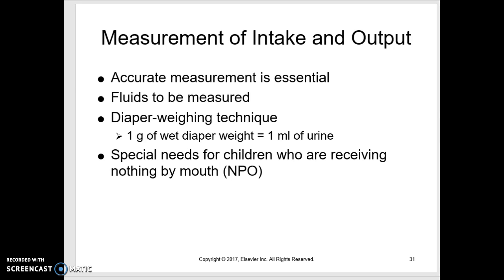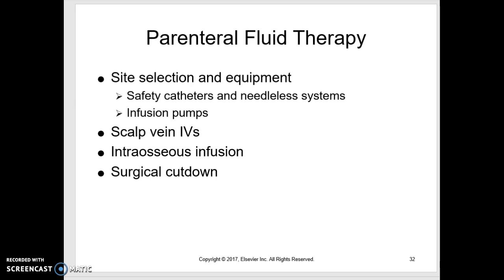If a child is not eating, they must get IV fluids. An infant can only go a few hours between feeds. They can't go more than that without getting fluid. A child can go a little longer, but not as long as an adult. So if we have a child NPO, make sure they're getting IV fluids.